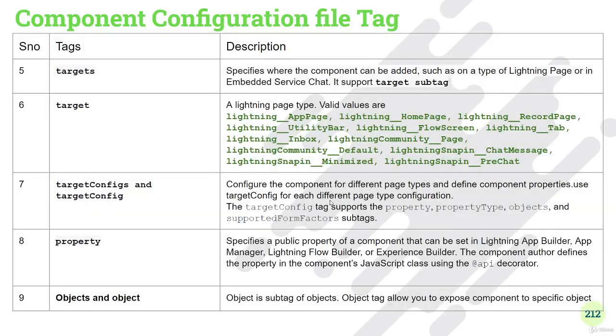Let's go to the next tag, the targets tag. Targets and target work together, and we use the targets tag to specify where the component can be added, such as on a type of Lightning page or in the embedded chat service. Under the targets tag, we define the targets that tell which Lightning pages you can expose it to. We have many types like app page, home page, flow screen, tabs, community, and snap-in chat messages. So let's go and add the targets.